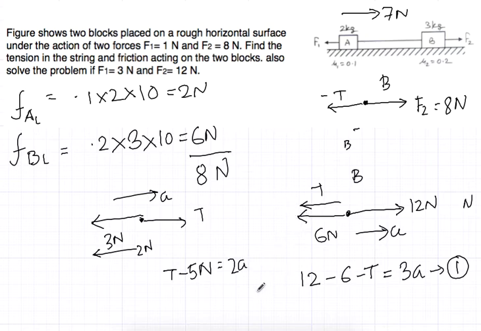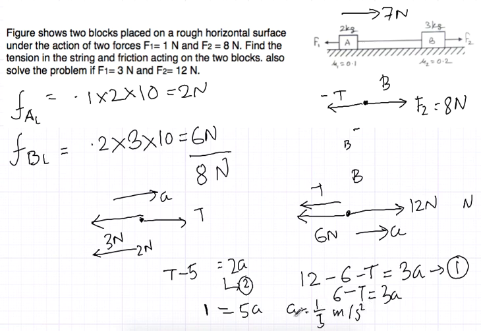Obviously, you need not write Newton, that is confusing. I'm just writing 5. So T minus 5 equal to 2A. This is equation number 2. Just add these two, you will get the answer. This is 6 minus T equal to 3A. If I'm adding these two, what I'll get? 1 equal to 5A. So A equal to 1 by 5 meter per second square. This is the answer. That means these two bodies will move with an acceleration of 1 by 5 meter per second square. Thank you.